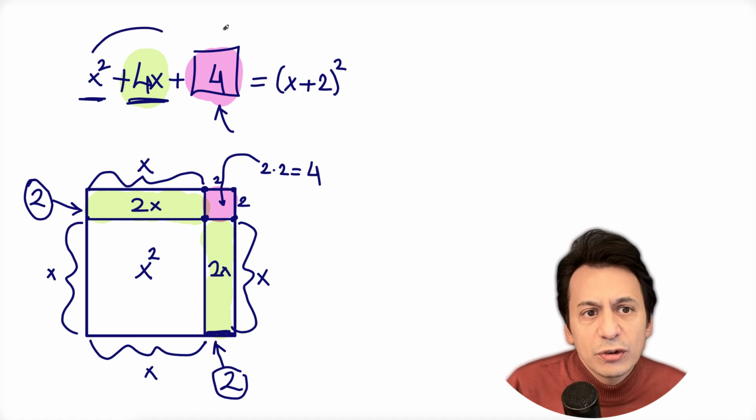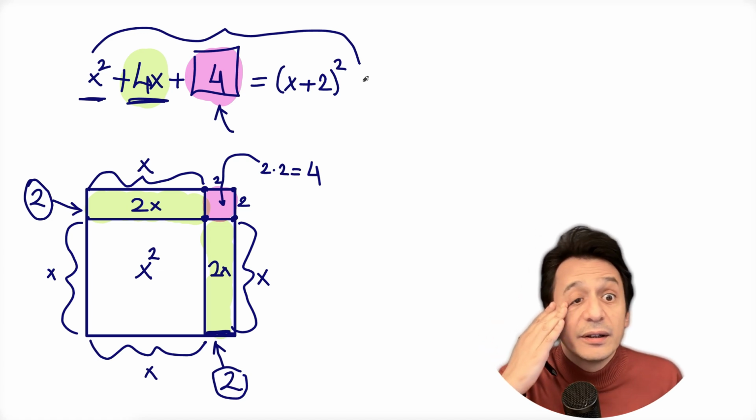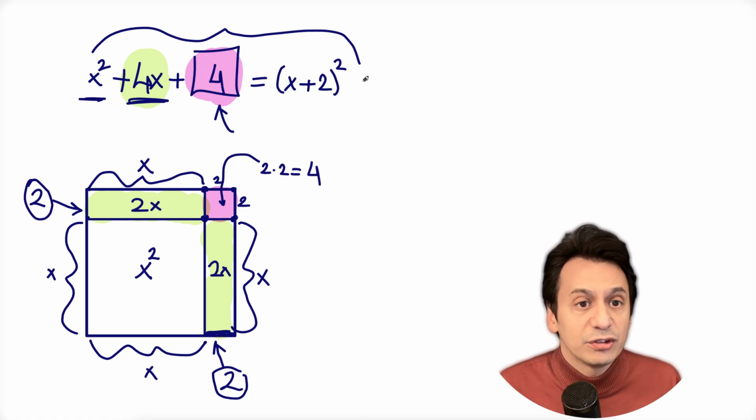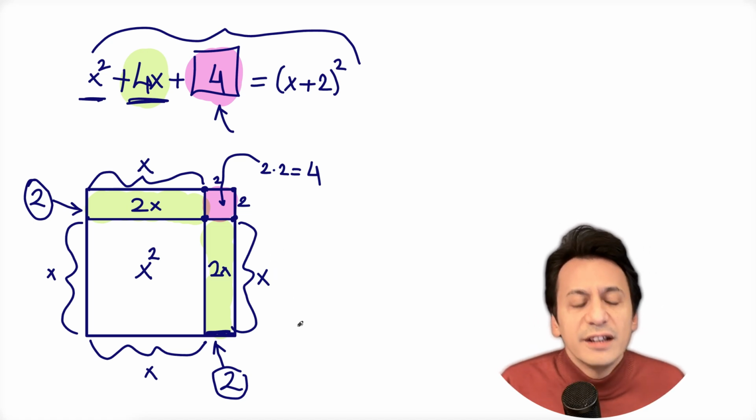And this is called an identity of sum, actually, a square of sum. Okay, well, that's about it.